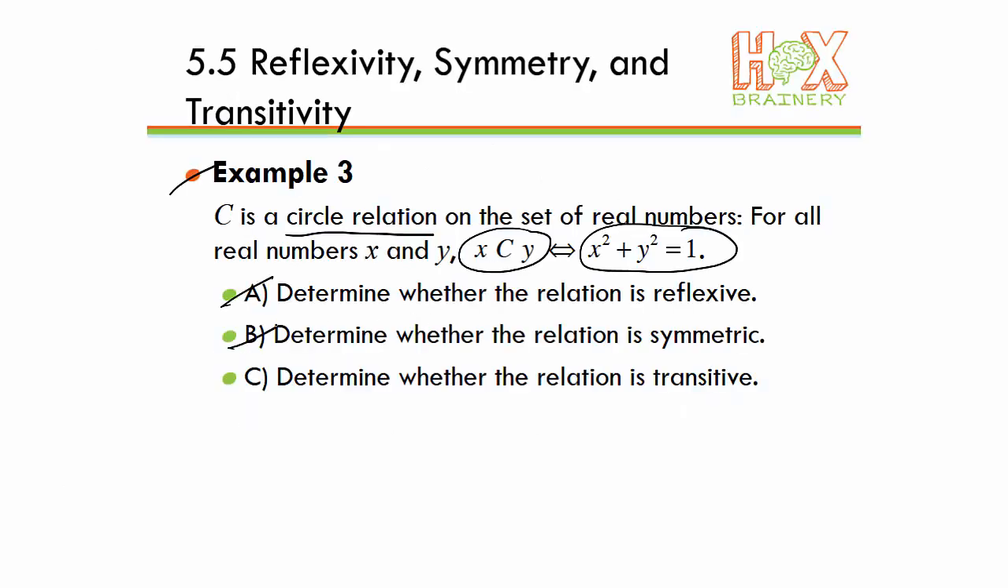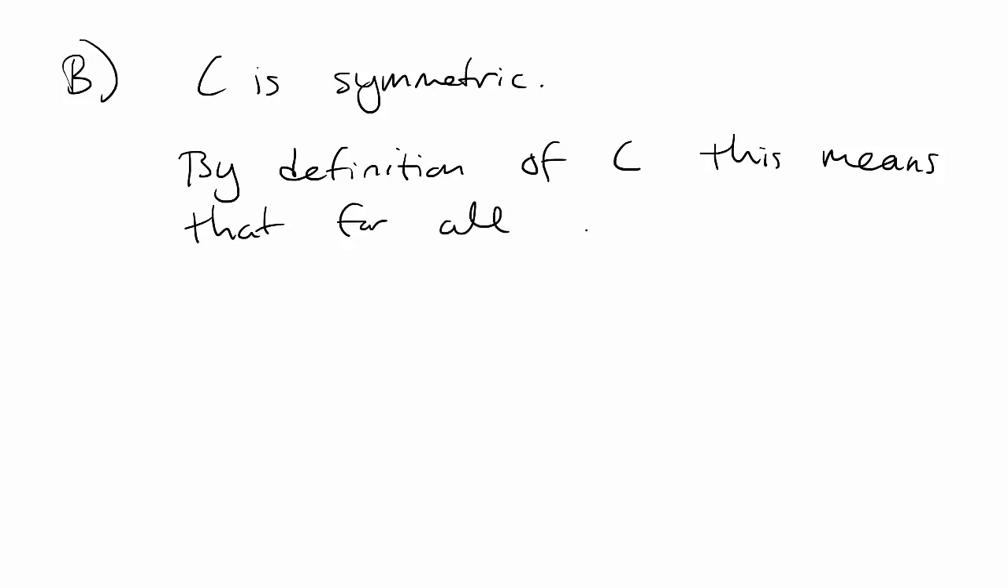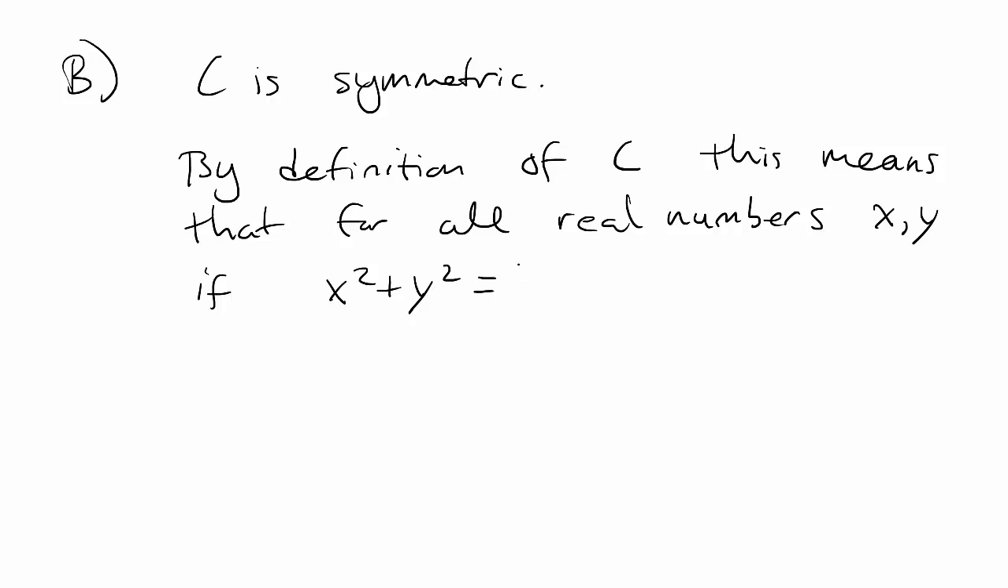All right. Is it symmetric? C is symmetric. So by definition of C, this means that for all real numbers x and y, if x squared plus y squared equals 1, then y squared plus x squared has to equal 1 too, just swapping the order. This is true.